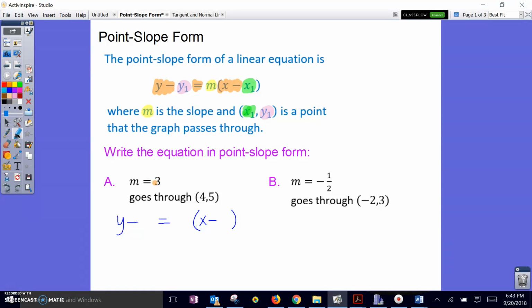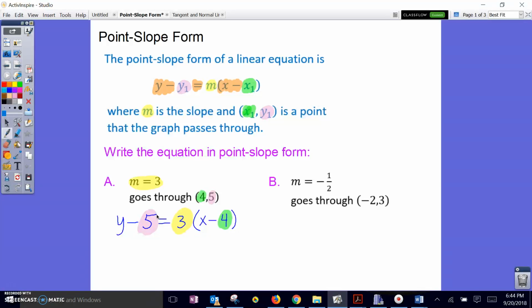The slope goes right here. So I'm going to put a 3 there. The x coordinate of the point goes right here. I'm going to put a 4 right there. And the y coordinate of the point goes right here. So I'm going to put a 5 right there. And there's the point-slope form of the equation. Y minus 5 equals 3 times the quantity x minus 4.